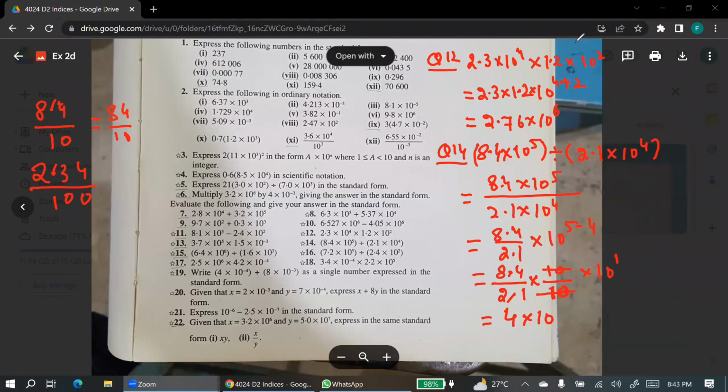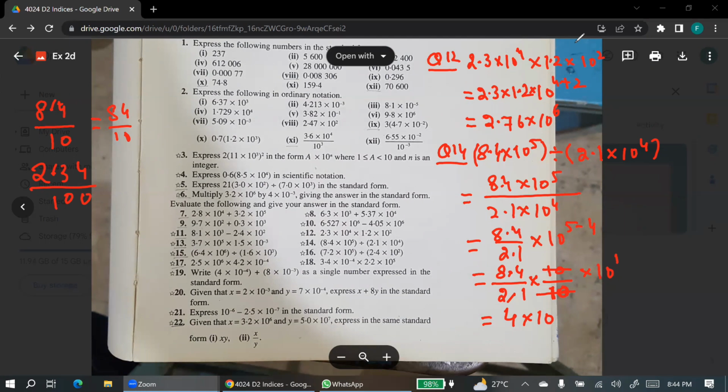So, if there is an addition or subtraction sign between the standard forms, we will take common the lowest power of 10. And if there is a multiplication or division sign, we will add or subtract the powers of 10, and we will multiply the numbers, or divide the numbers, with the power of 10.